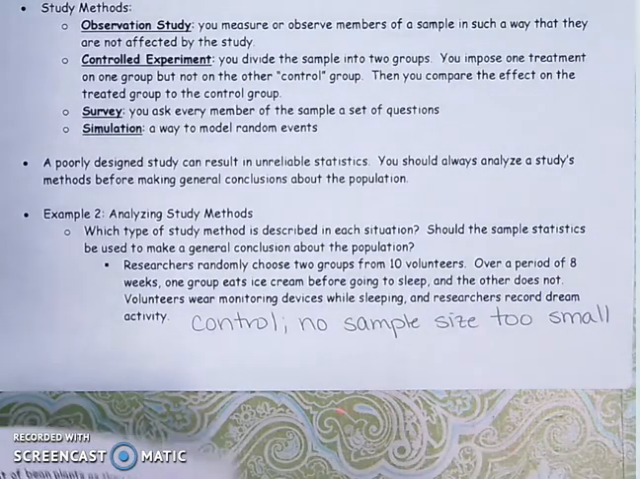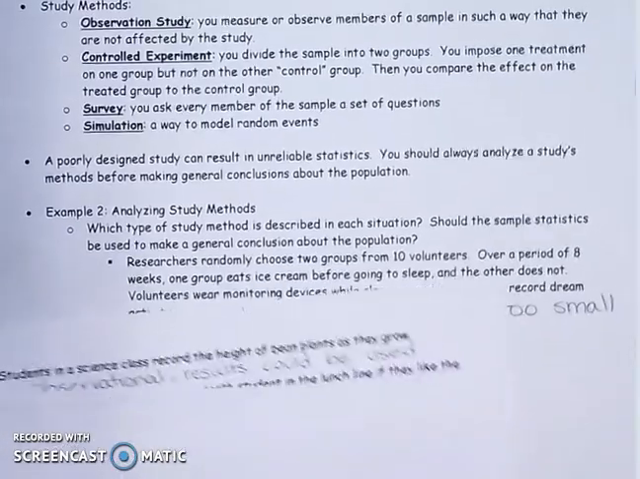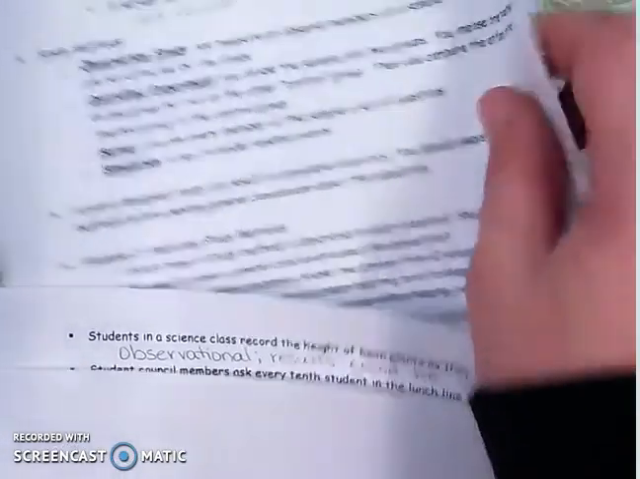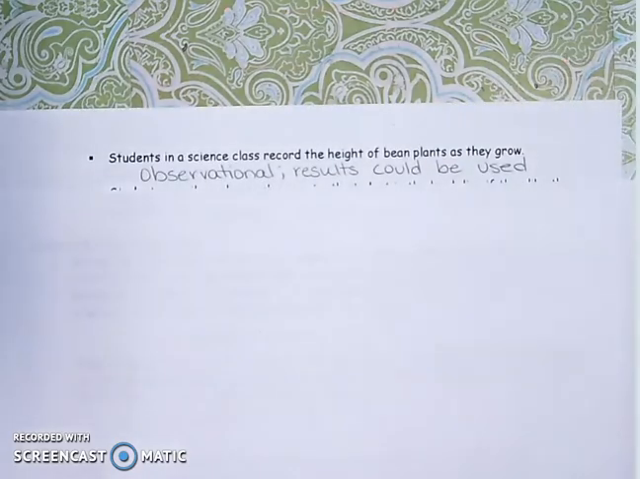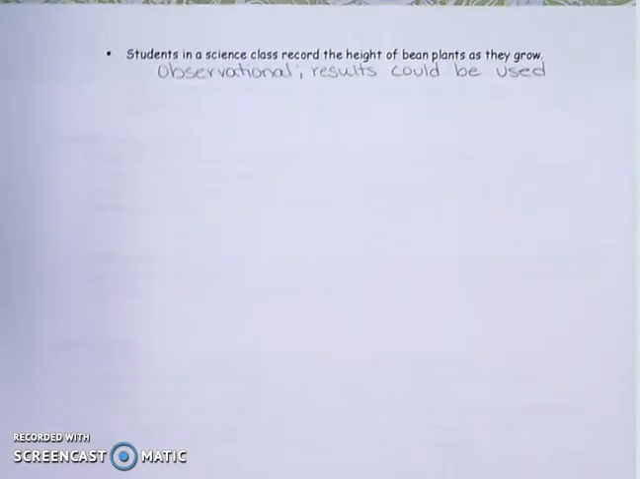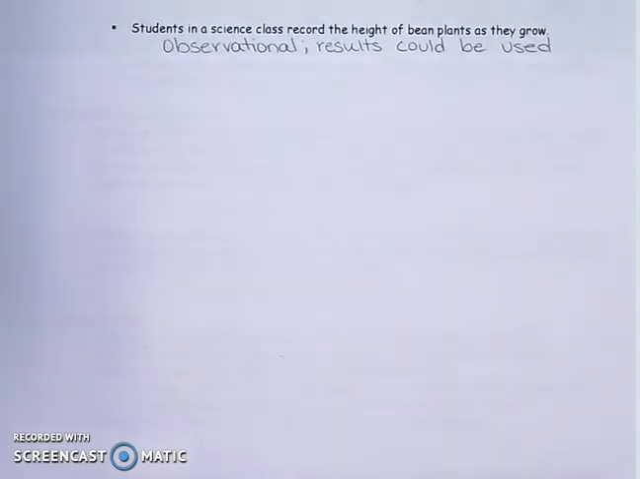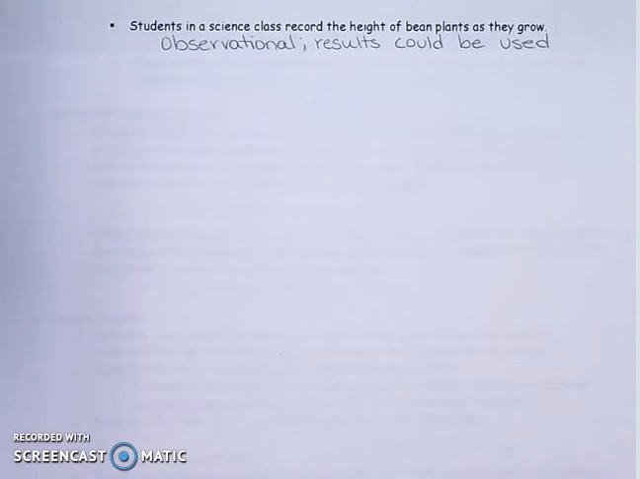Next, students in a class record the height of bean plants as they grow. This is observational. All you're doing is recording how high the beans have grown. The results could be used for determining how many bean plants you have and what you're looking at. Because it's very general, you're okay.